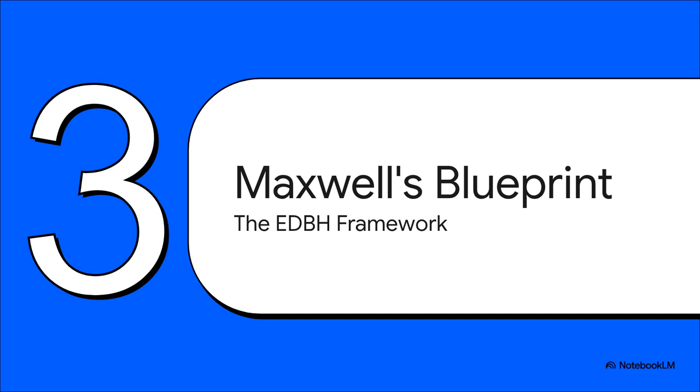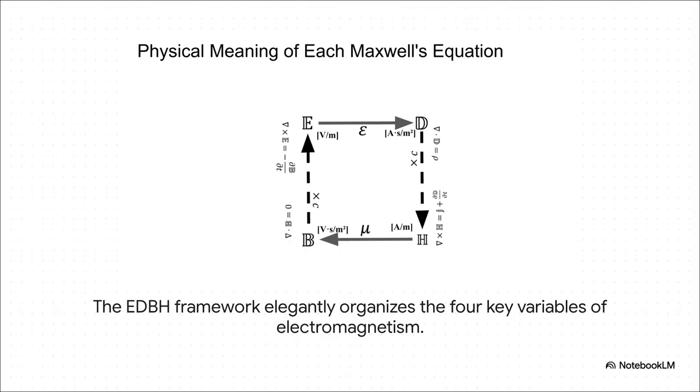All right, so we've got our language, we've got our tools. Let's move on to the main event, Maxwell's beautiful blueprint, the EDBH framework. Okay, here it is, the EDBH framework. This is the heart of it all. It beautifully organizes the 4 main variables. You've got the electric field, E, and the magnetic field, B.